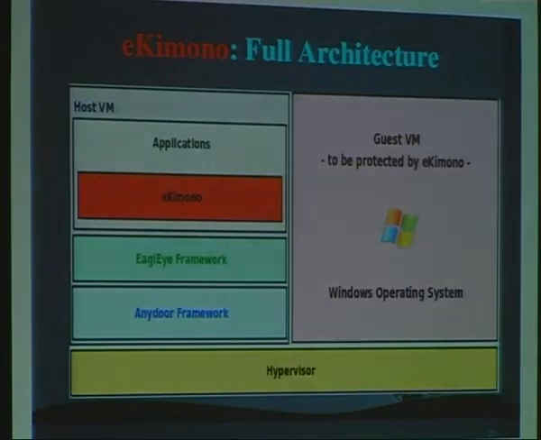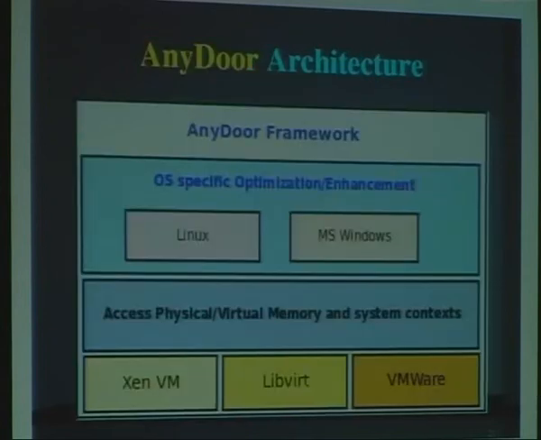We split eKimono into multiple layers, as you can see on the screen. At the bottom, we have the framework named AnyDoor. On top of AnyDoor, we have another framework named eKimono. On top of that, we build many applications that access the guest virtual memory to perform many things. And eKimono can be used to scan for malware inside the virtual machine. After this, I will go into detail on each layer in this picture. The first layer, AnyDoor.